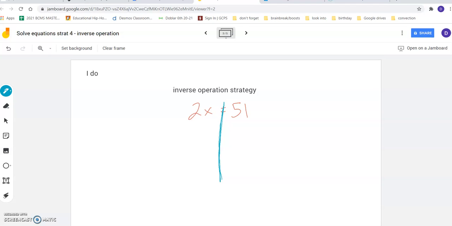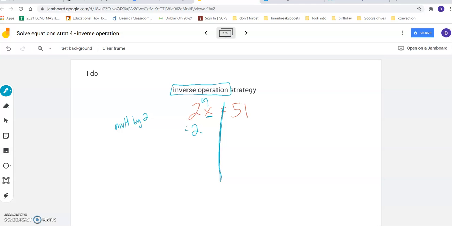So I look at my variable and say, what's happening to it? In this case, it's being multiplied by 2. So in the inverse operation strategy, I'm going to do the inverse of multiplying by 2, which is dividing by 2.